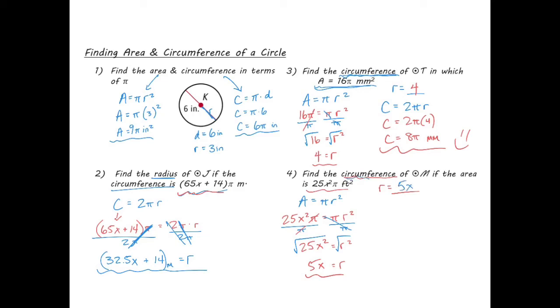So now I can find the circumference like they asked. C equals 2 pi r. Plug in what we know. We don't know C, but we do know that r is 5x. 2 times 5x, the circumference is 10x pi. The units is feet.